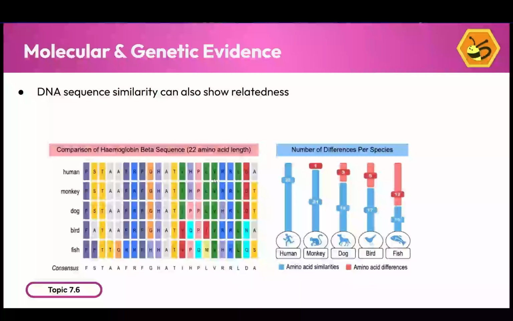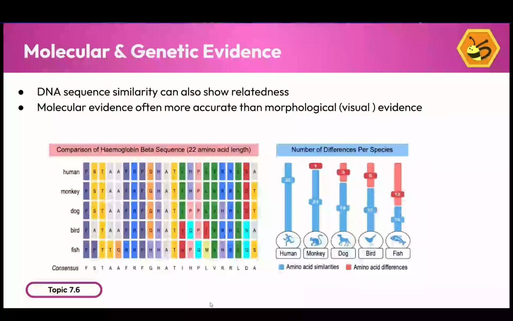DNA sequence similarity can also show relatedness. DNA and protein sequence comparisons reveal how closely related species are. The more similar the sequences of their DNA are, the more recent their common ancestor is, and the more related they are.